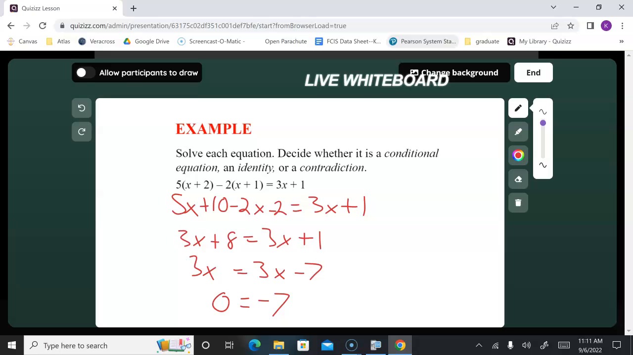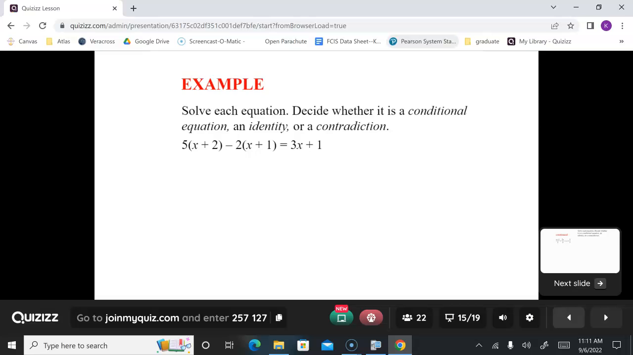But regardless, what's going to happen is I have a statement that is clearly not true. So that means I have a contradiction. Okay? So be very careful when those variables cancel out. All right? What happens when they cancel?